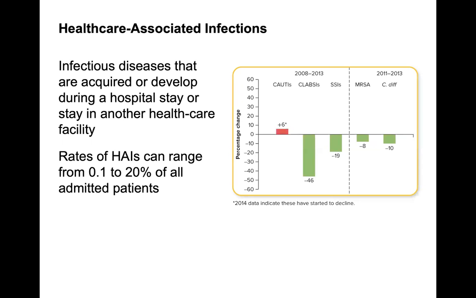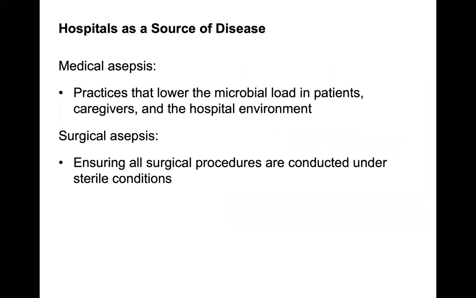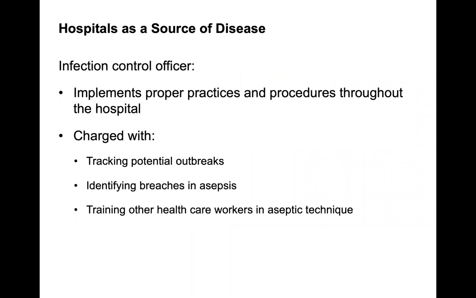Hospitals are a very large source of a lot of infections. Hospital-acquired infections can range anywhere from 0.1 to 20% of all admitted patients for a hospital. On average, about 5 to 7% of all admits to a hospital will develop some type of infection. Surgery is a big one. If they're cutting you open, that is a major risk for a lot of types of infections. Most hospitals have infection control officers, who implement proper practices and procedures throughout the hospital. They are charged with tracking potential outbreaks, identifying breaches in asepsis, and training other healthcare workers in aseptic techniques.